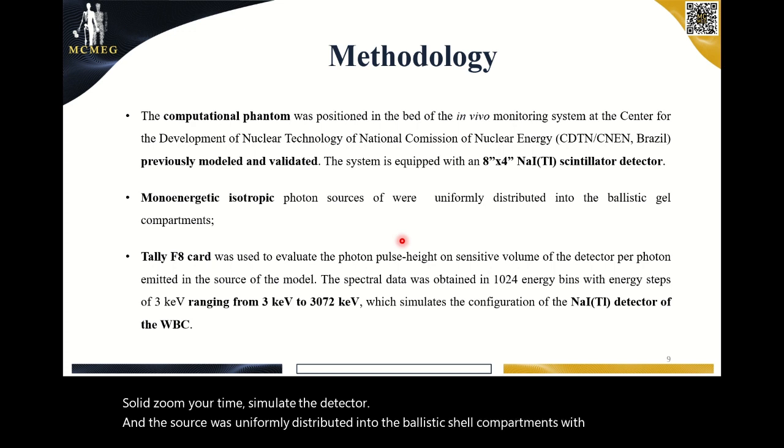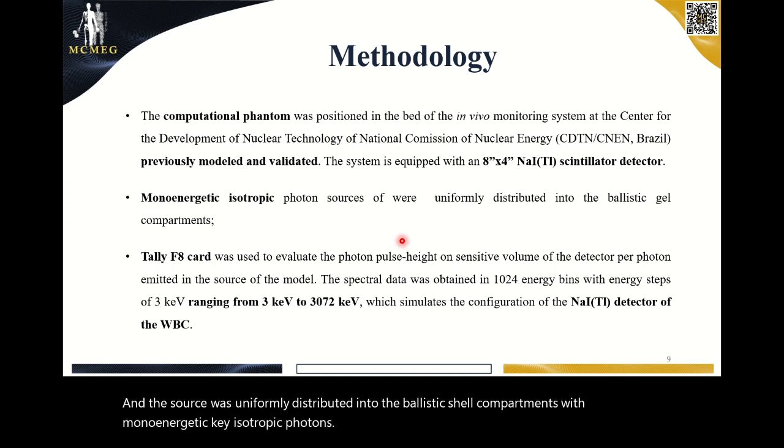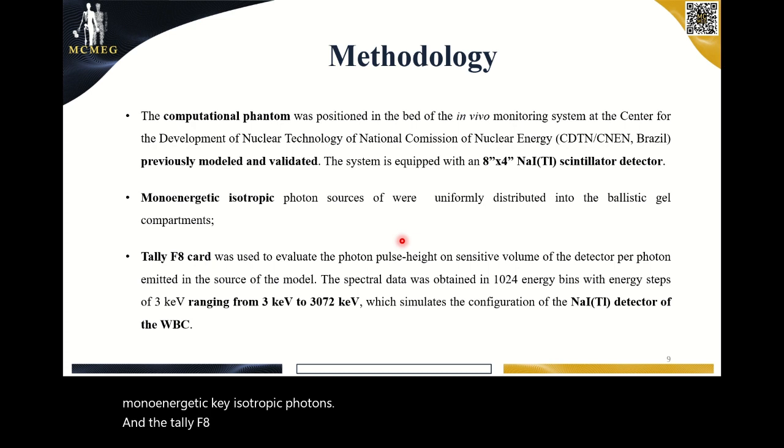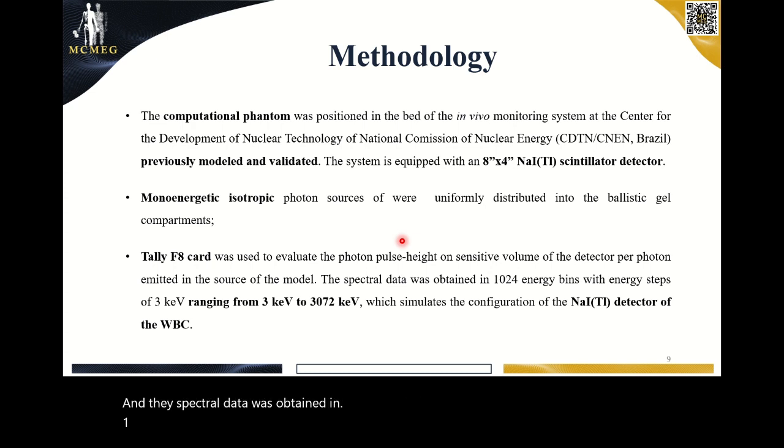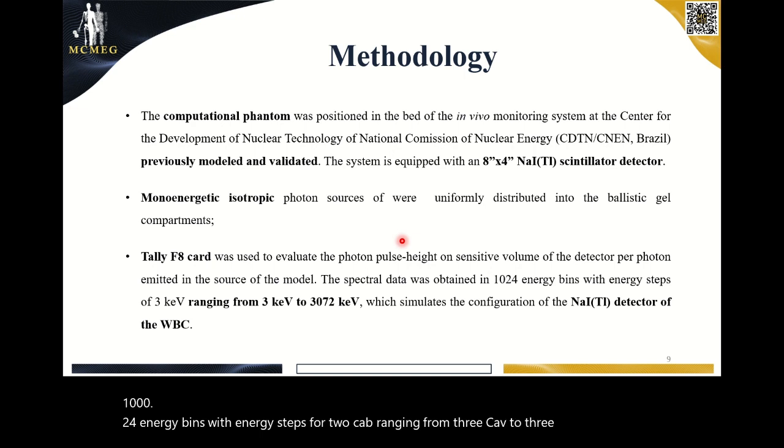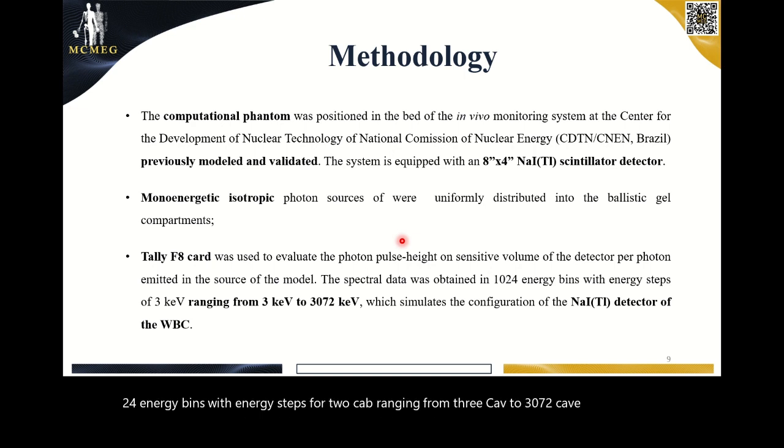with monoenergetic isotropic photons. The F8 tally card was used to evaluate the photon pulse height on the sensitive volume of the detector per photon emitted in the source of the model. And the spectral data was obtained in 1024 energy bands with energy steps of 3 keV, ranging from 3 keV to 3072 keV, which simulates the configuration of the sodium iodide detector for the whole body counter of CDTN laboratories.